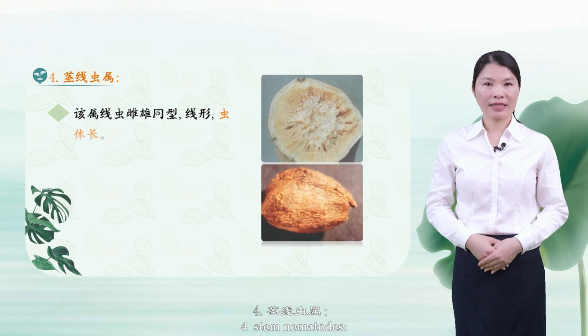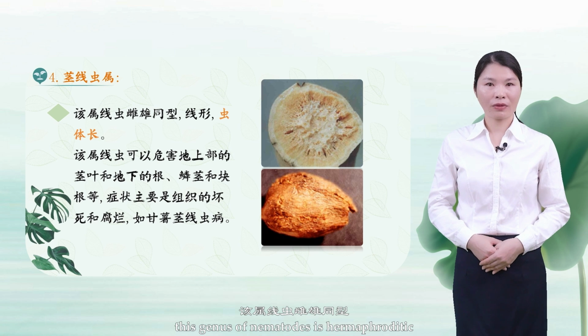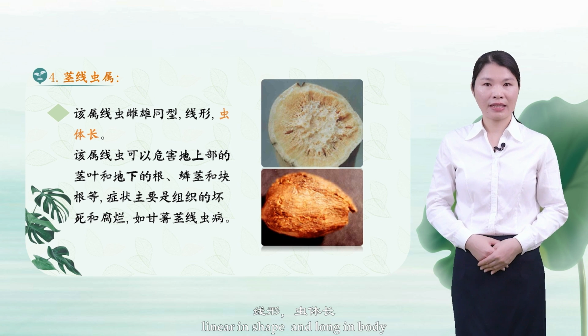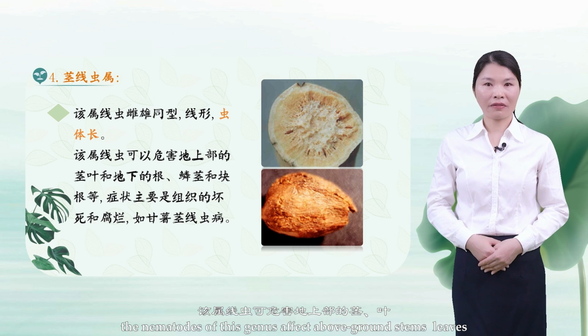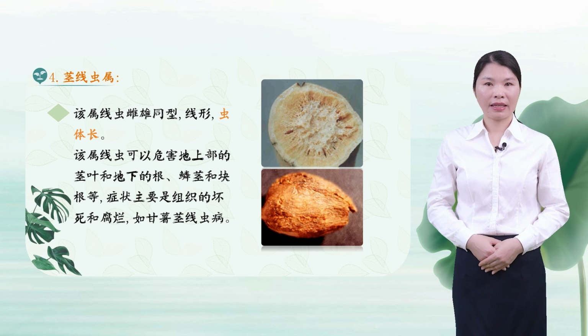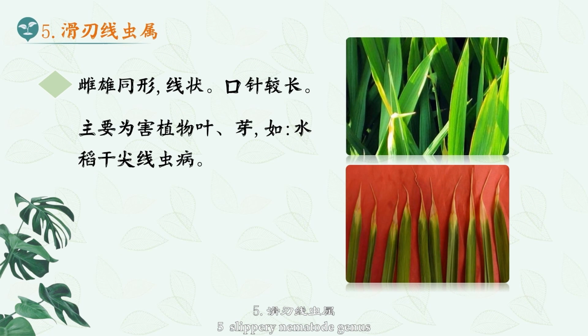4. Stem nematodes. This genus of nematodes is hermaphroditic, linear in shape, and long in body. The nematodes of this genus affect above-ground stems, leaves, and underground roots, bulbs, and tubers, etc. Symptoms are mainly tissue necrosis and decay. 5. Slippery nematode genus. Hermaphroditic, linear with long oral needles, mainly affects plant leaves and shoots.